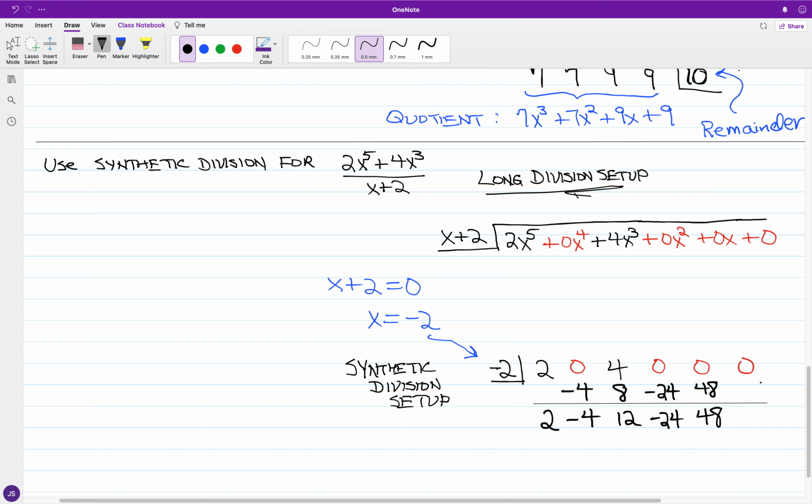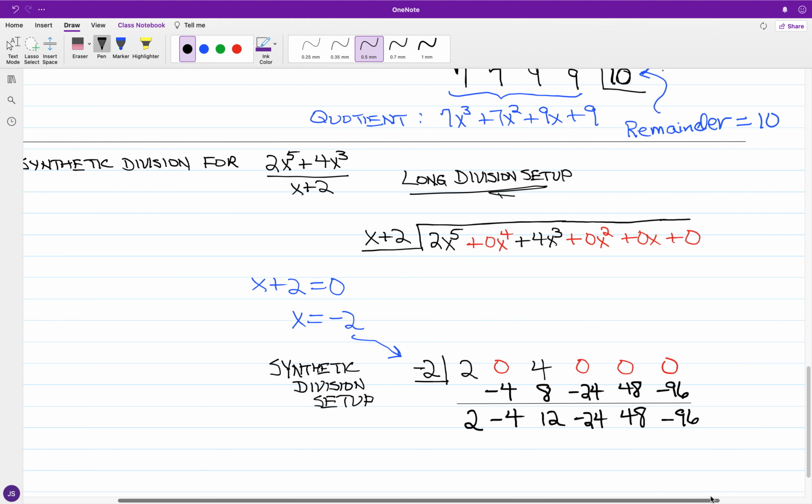Negative 2 times 48 is negative 96. For the last column total, we have 0 plus negative 96, so this will be negative 96. So once again, the remainder is equal to negative 96.